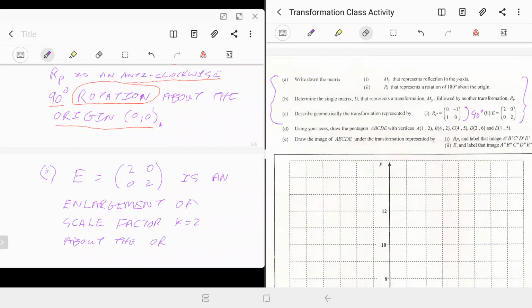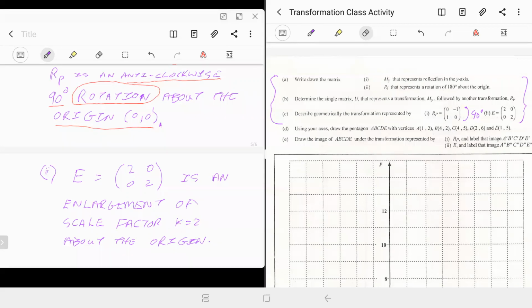When the center is the origin, you can say about the origin. If you want to say with center at the origin, or with the origin at the center, anything like that. CSEC will want to give you the marks, so anything you write that makes sense and is correct, they'll give you. However you want to put it.